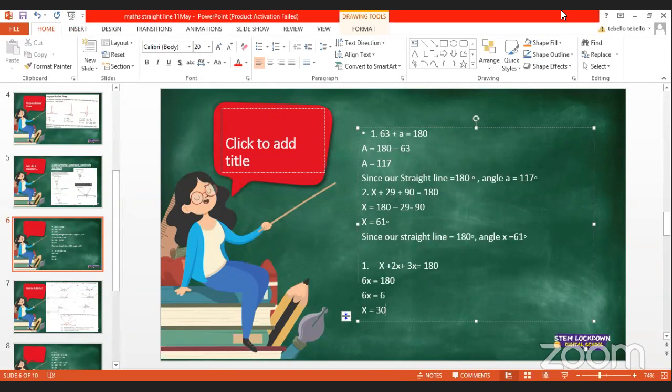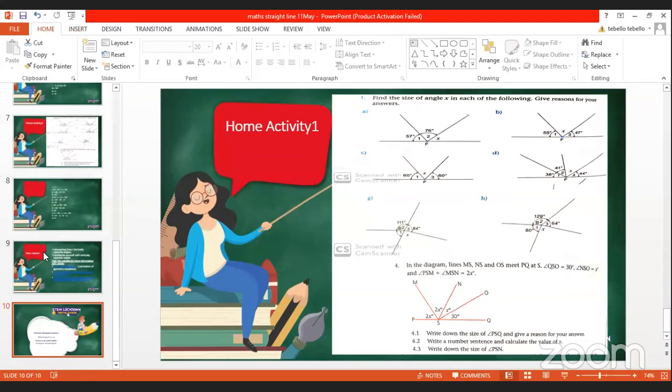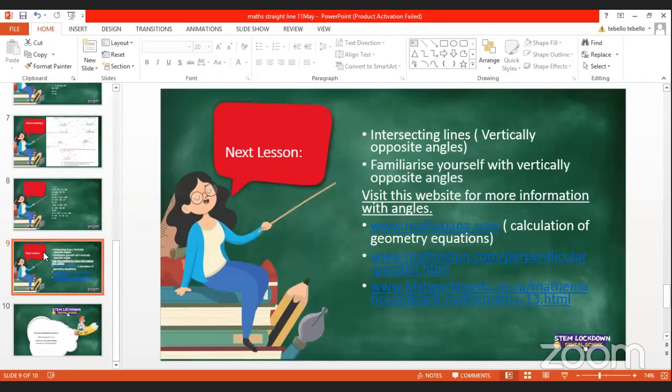Guys, we'll continue tomorrow. I'll upload the slides in my folder. For tomorrow's lesson, please also focus on the straight line. Check in your textbooks. Do your straight lines and also do some of the questions here. Our home activity, I only finished up to number D. You can continue and do all the questions. We'll answer them tomorrow.